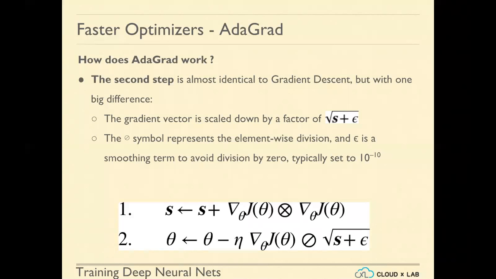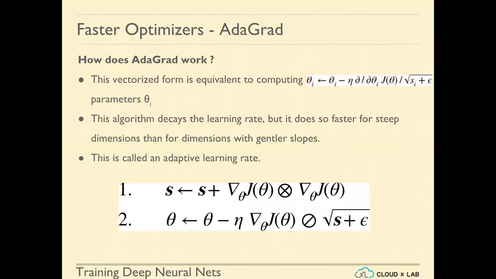Okay, so this is AdaGrad. AdaGrad is adaptive grad. It basically keeps on scaling down your slope. What it controls is that if it is going really fast in a particular direction, it basically stops that side, and the direction it's going at a normal pace, it slows down a little less as compared to the faster one. So the algorithm decays the learning rate, but it does so faster for steep dimensions than for dimensions with gentler slopes. Okay, so this is called adaptive.